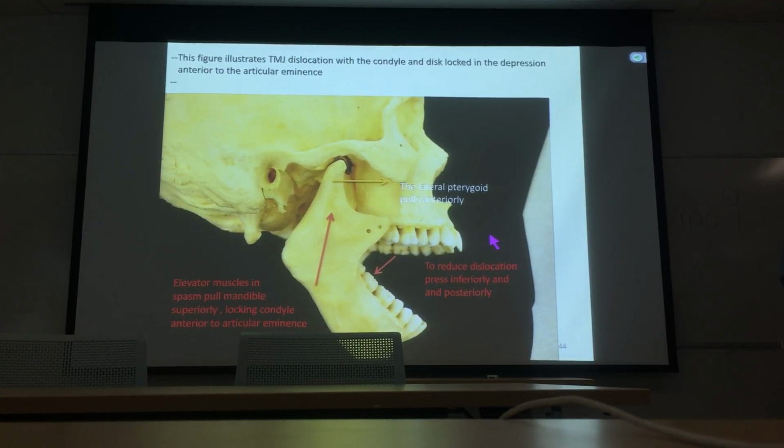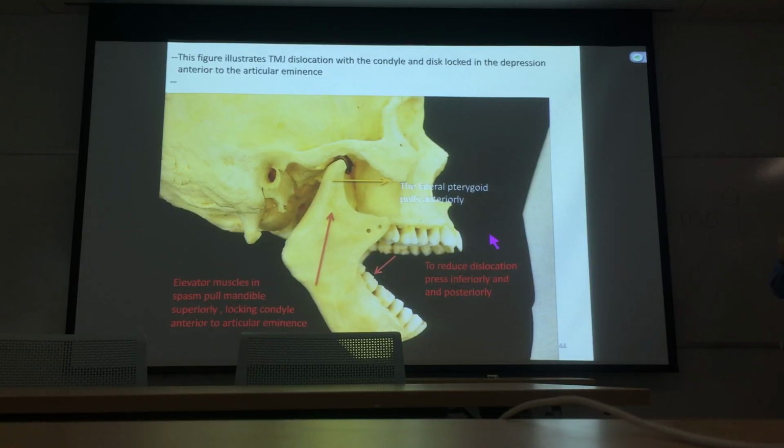Oh, I know why I put this on here. This is a case where the mandible got into an anterior dislocated position. Here's the articular eminence, and here's the head of the condyle in an anterior lock. So what would you do to get this out of the dislocation? To reduce the dislocation, press inferiorly and posteriorly. That's really easily said, but not necessarily easily done. A lot of times you're going to do something to anesthetize the muscles and get them to relax so that you can do it.